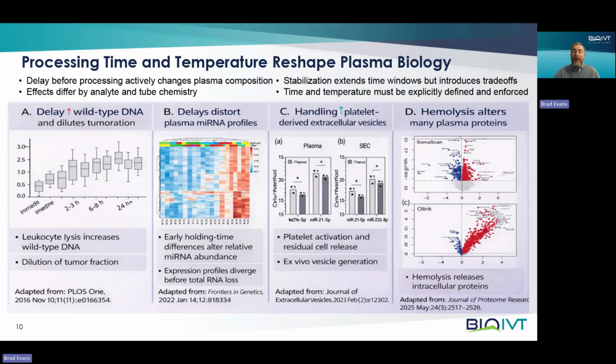Stabilization tubes extend processing windows, but they do that by chemically modifying the environment. They do not perfectly preserve the original biology. They trade one set of changes for a more controlled, slower set. So the core message here is that time and temperature must be treated as biological variables. If they are not defined and enforced, the sample you analyze may no longer reflect the patient's in vivo state.